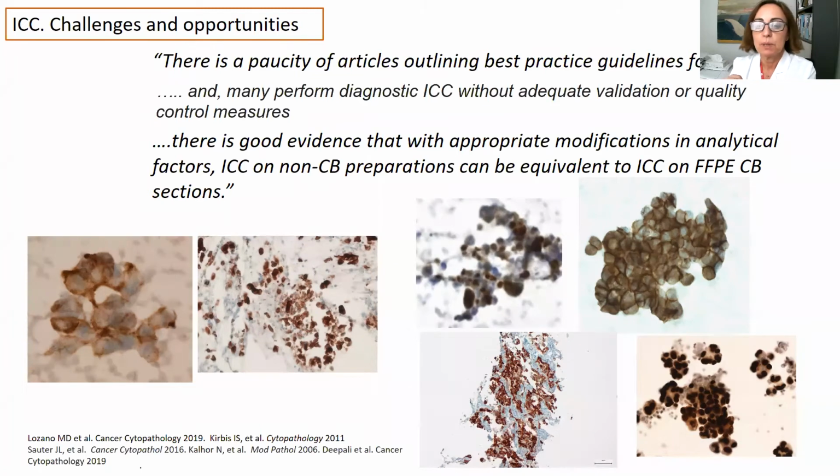Let's start with immunohistochemistry, some words about immunohistochemistry. There are very many papers published in the literature, but there is a paucity of articles outlining best practice guidelines for immunohistochemistry using cytological samples. Actually, many of the laboratories are performing diagnostic immunocytochemistry without adequate validation and without adequate quality controls. But at the same time, there is good evidence that with appropriate modification of analytical factors, immunocytochemistry on non-cell block preparations can be equivalent to immunohistochemistry on paraffin-embedded samples.